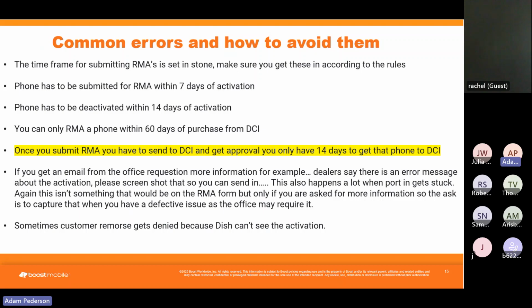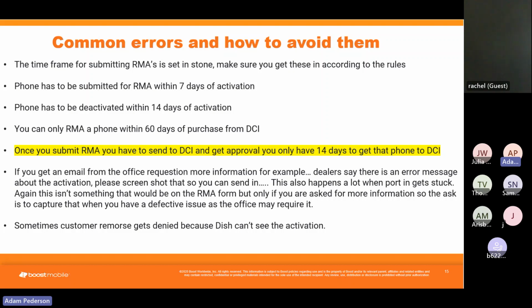If you get an email from the office requesting more information, for example, the dealer says there's an error message about the activation, please screenshot it and send it in. This also happens a lot when a port gets stuck. This isn't something that would be on the RMA form, but if you are asked for more information, make sure you capture what you have so you can get it in.